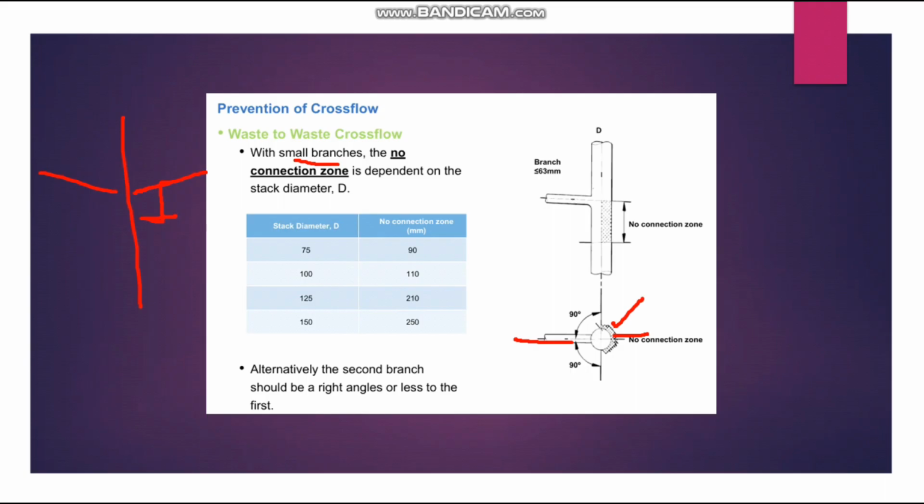For example, if the stack diameter is 75 mm, the no connection zone is 90 mm; for a 100 mm stack diameter it is 110 mm; for 125 mm, 210 mm; and for 150 mm it is 250 mm. Let's say this is the 150 mm stack diameter, then you have to maintain the no connection zone of 250 mm at this level. So this is one of the important things.